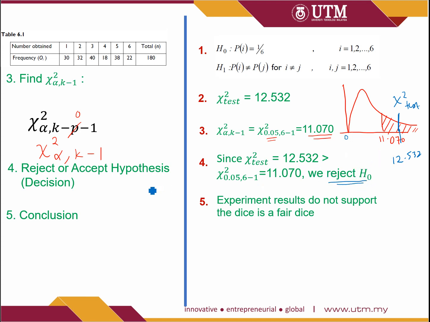Okay, so after we make a decision, don't forget to make a conclusion. So then we conclude that your experiment results do not support that the dice is a fair dice. Since we reject this one, that means we want to say that the fair dice is not a fair dice.